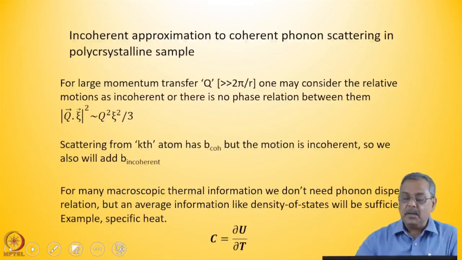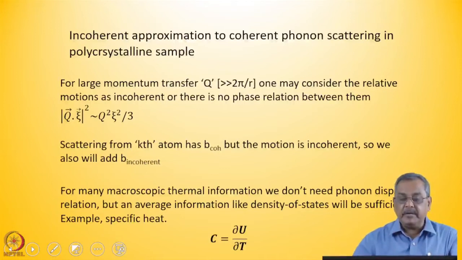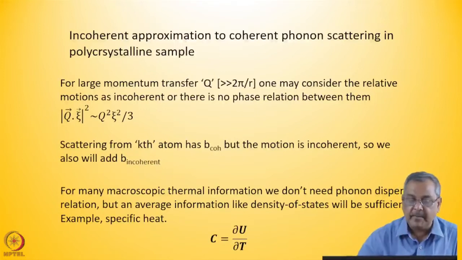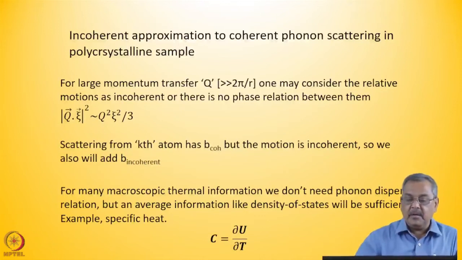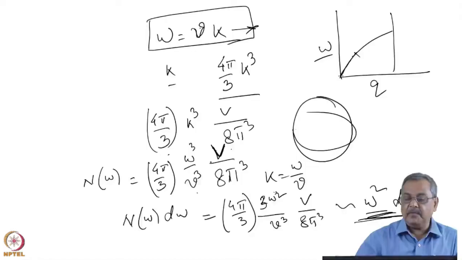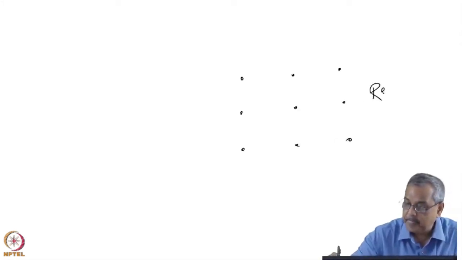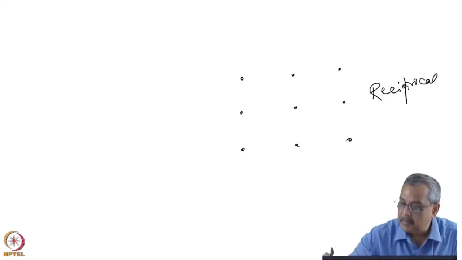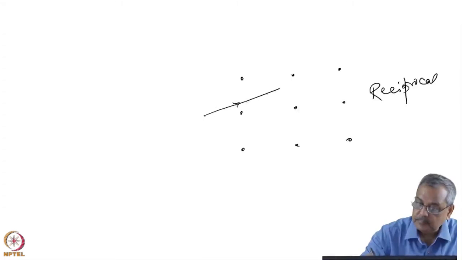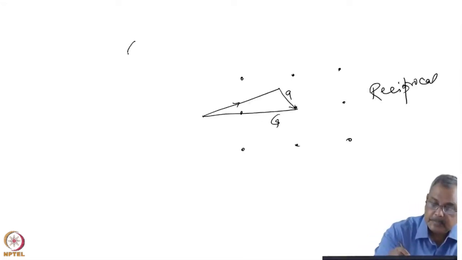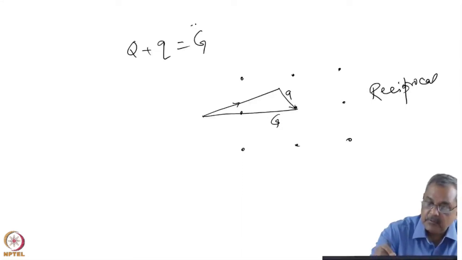So now one thing is that I know that I have to measure still at various q values. Now for large momentum transfer, when q is greater than twice pi by r, where r is the interparticle distance, then I can make an approximation that the relative motions are incoherent. This will be clear if I make a diagram. As you remember, earlier also I had shown you that if this is a reciprocal lattice, then my q and small q together form G because of the conservation relation we stated earlier.